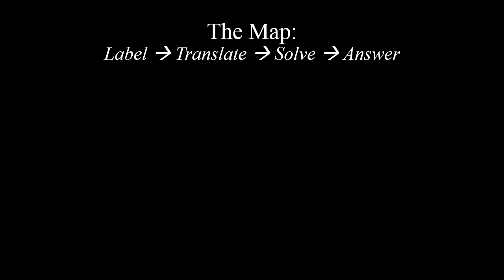So let's talk about the map. When we solve any word problem this semester, I am going to give you a 4-step map that you can literally apply to any word problem. Label, translate, solve, and answer. And today we're going to work our way through each of these steps. Step 1 is to label, and I'm briefly going to talk about what that means, and then we'll go into more depth in a moment.